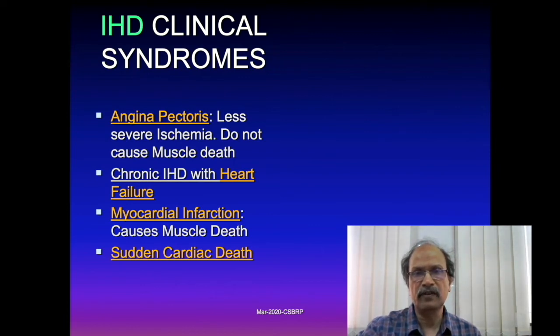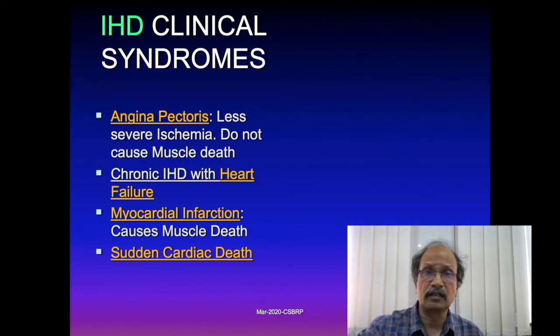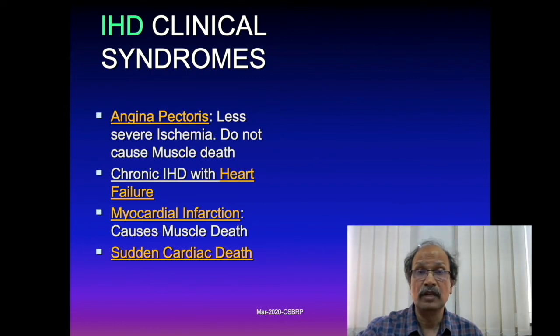And cardiac infarction, myocardial infarction, is the important clinical syndrome associated with ischemic heart disease, and this is the most common also. Myocardial infarction is associated with death of myocardium. So compare angina pectoris, where there is no death of the myocardial tissue, whereas myocardial infarction is associated with death of myocardial tissue. And then sudden cardiac death, without any prodrome or clinical symptoms, the patient can die due to some cardiac problems.